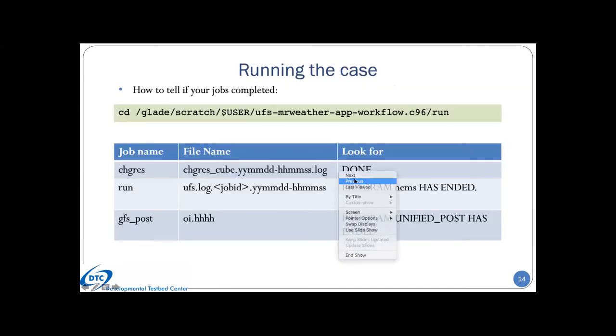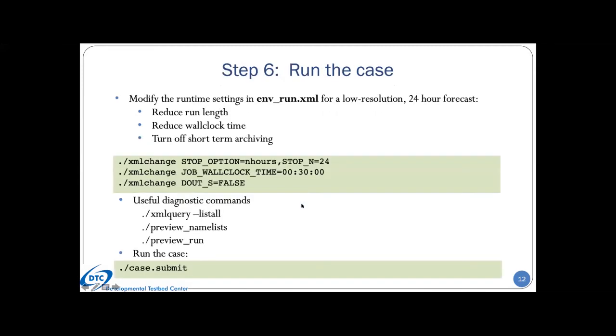But you can change that. So let's see if I can figure out how to get back. So this stop option equals N hours tells the workflow to stop after a certain number of hours. It could be N days or N minutes, I think. And then the stop N is 24. So this command here will change it to a 24-hour forecast. Yes, the medium range weather app can easily run to 120 hours, kind of the length of the GFS.